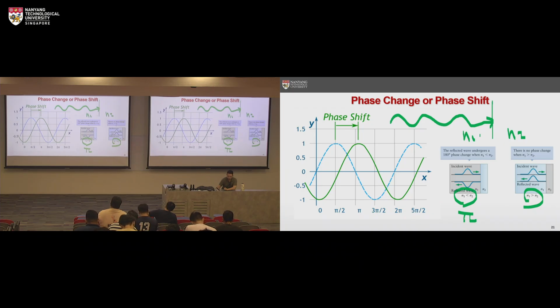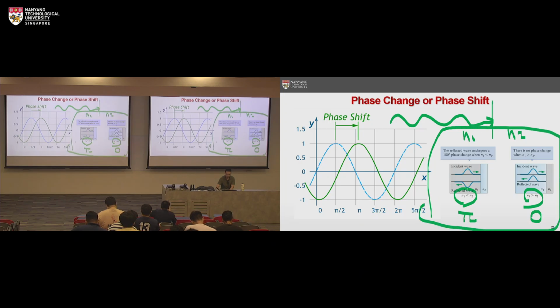Oppositely, if N1 is bigger than N2, you imagine that this is something like stepping from water into air. So basically, nothing is an obstacle. Your phase change will become 0, because nothing will cause your phase to change. Okay, this part is a rule you need to remember.